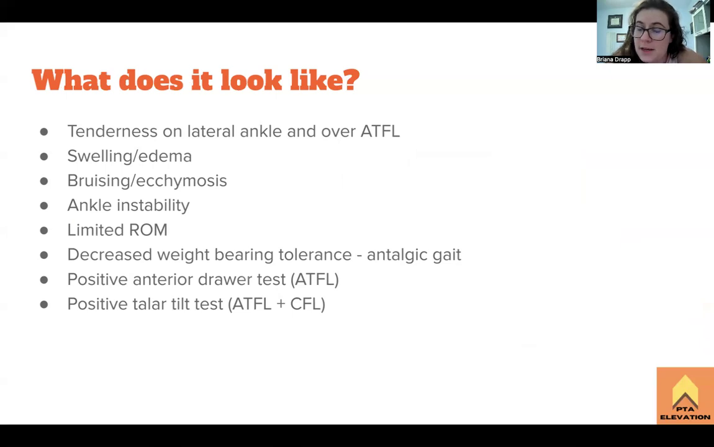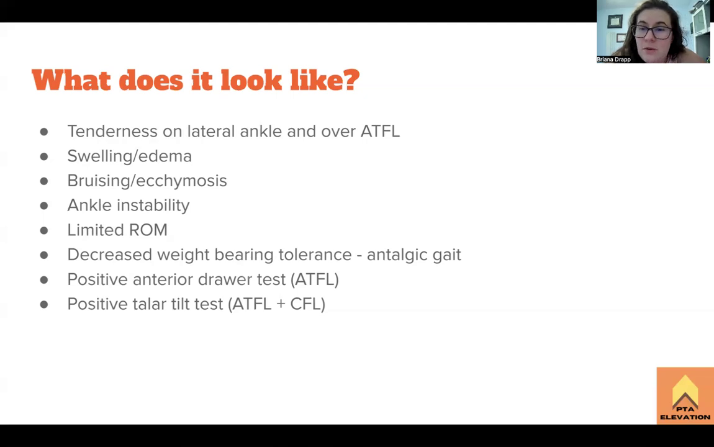You'll see, if you guys have seen this before, it looks like there's like a golf ball on the side of the person's ankle. It's pretty bad if they really mess it up. So that swelling and edema is huge. You might also see bruising, which the fancy name for bruising is ecchymosis. So you'll see bruising there due to the tearing and the blood trying to enter the area to try to help out.